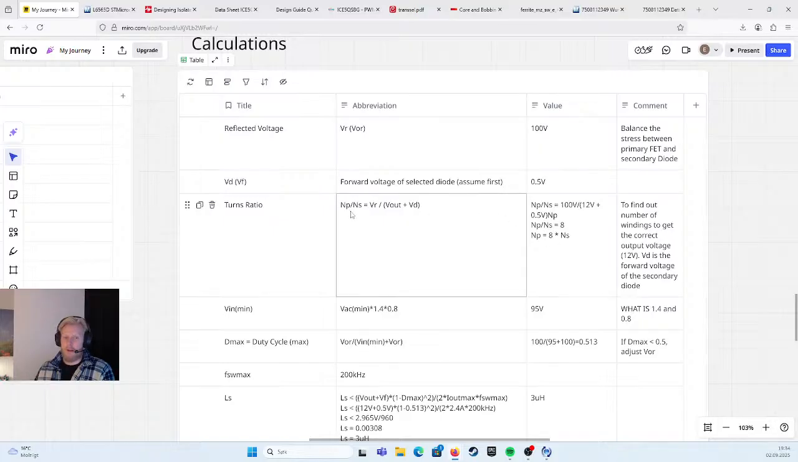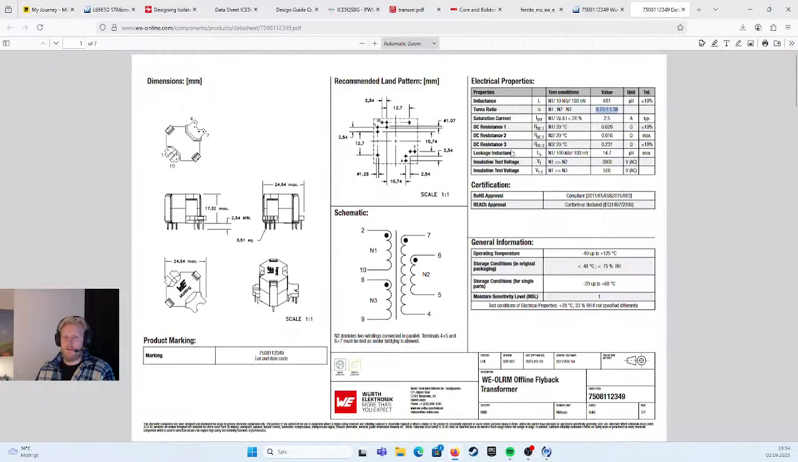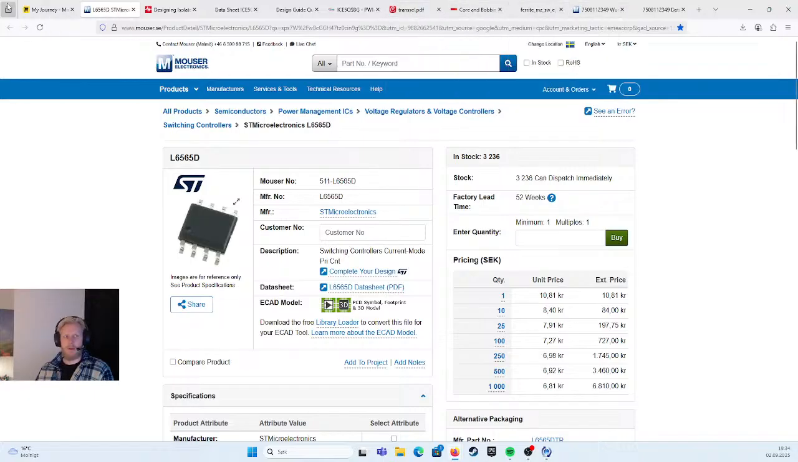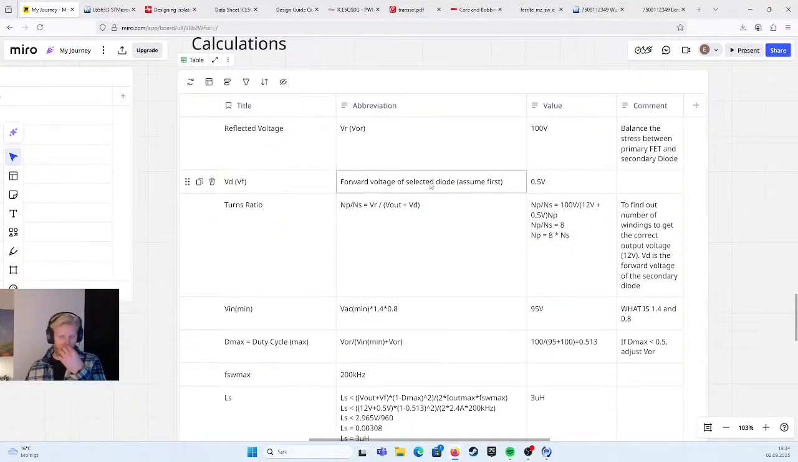So if we use the primary and the secondary of this one, 8.75 and 1, and we also still assume the same forward voltage of the diode, then we can get to what the reflected voltage should be. So we can specify that, and then we of course have to select the MOSFETs that can handle that, and the clamp circuit. Okay.